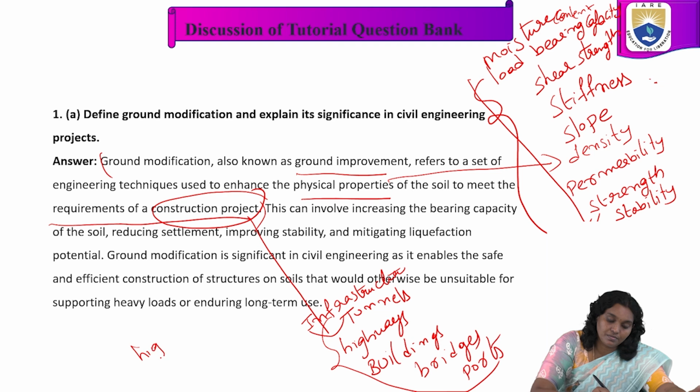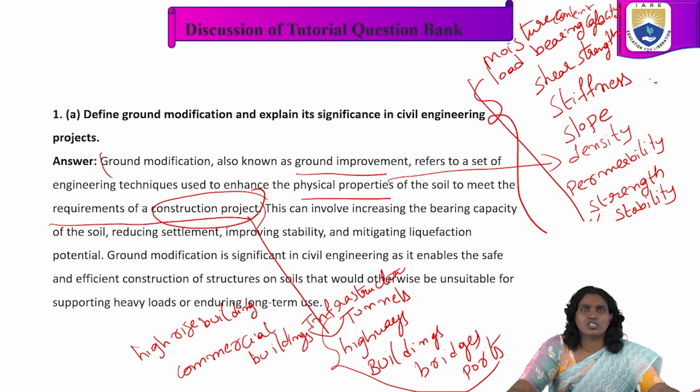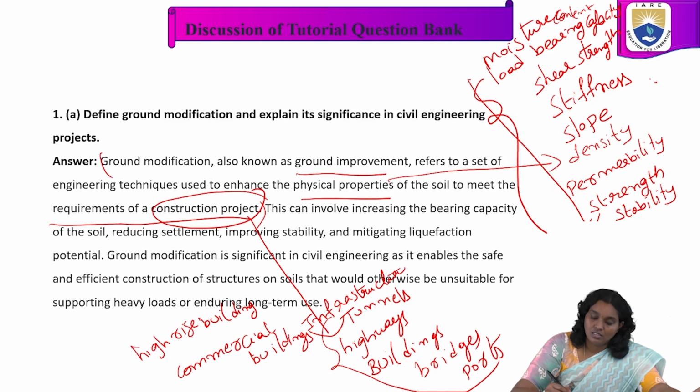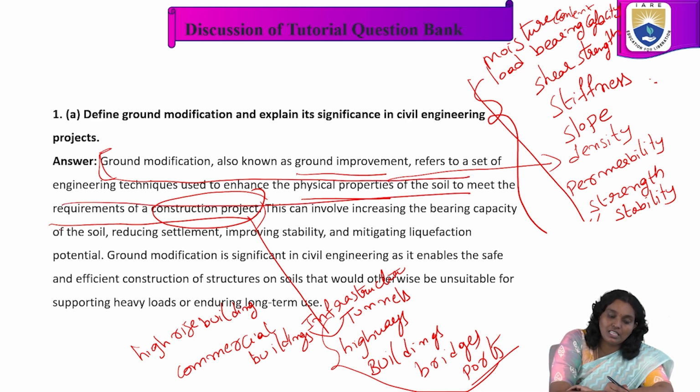High-rise buildings, school buildings, commercial buildings, hospitals, any kind of infrastructure, airports, bridges, railway stations, like that we are going to understand. So any type of construction work. So like that we are going to define the ground modification first, and we may express it in any way like this.